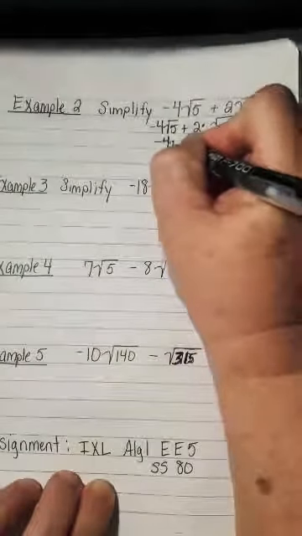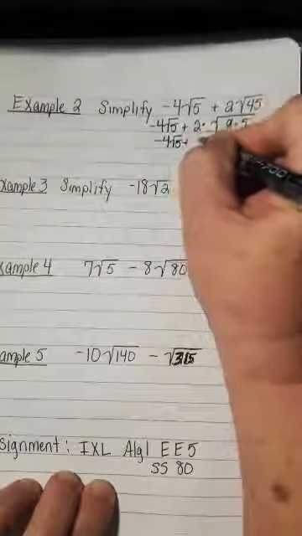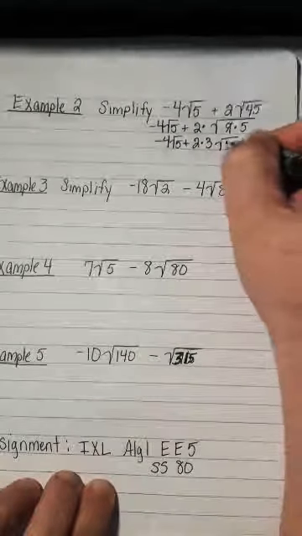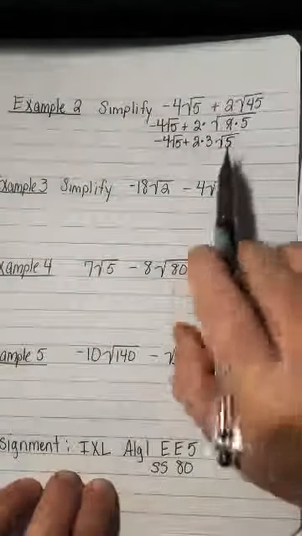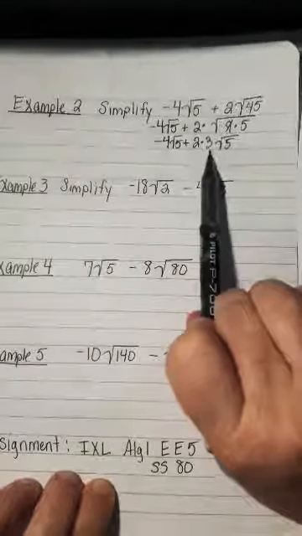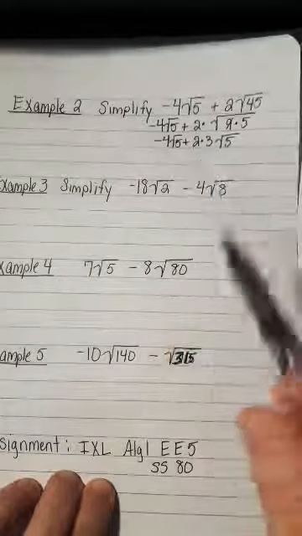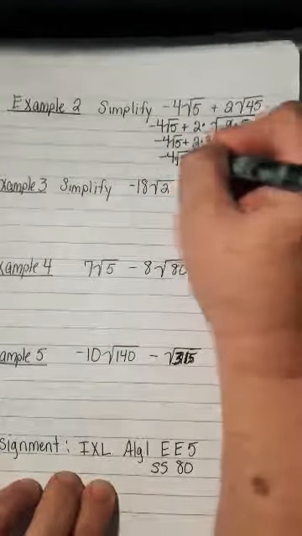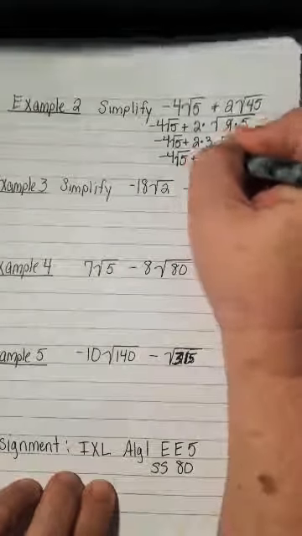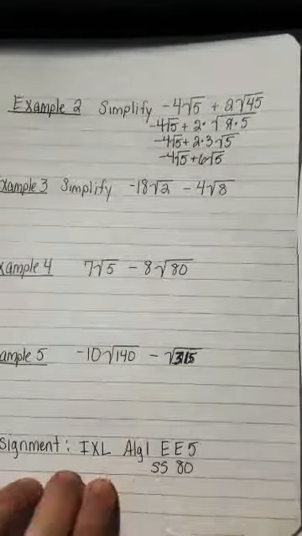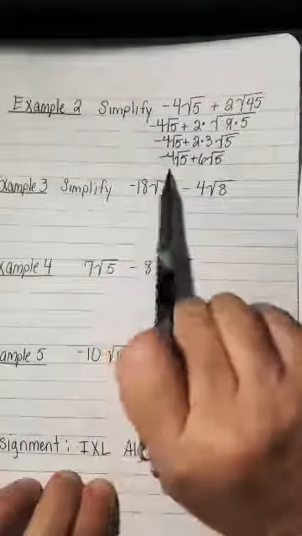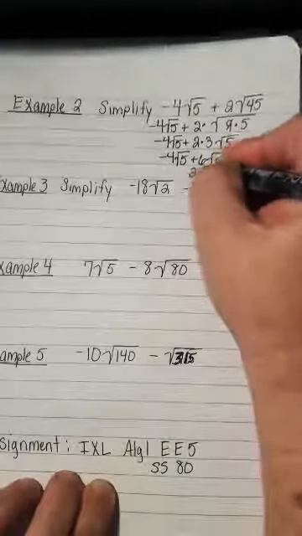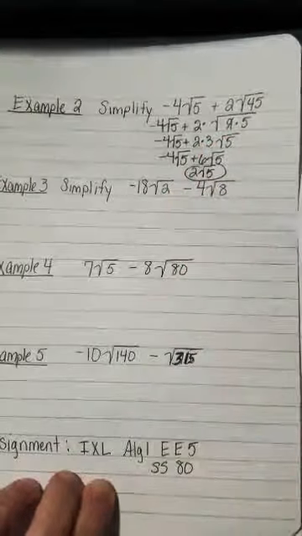So you're going to have negative 4 on the square root of 5 plus 2 times 3 on the square root of 5. So we took the square root of 9, it came out as a 3, and now we've got to multiply 3 times 2. So you get negative 4 on the square root of 5 plus 6 on the square root of 5. And now you just add the numbers in front. Negative 4 plus 6. You subtract those actually and get 2 on the square root of 5. And that's your answer.